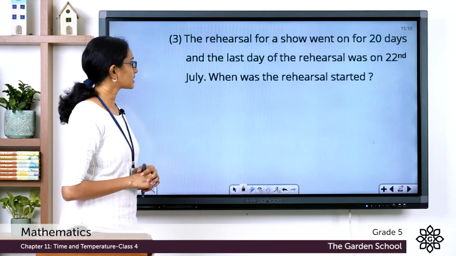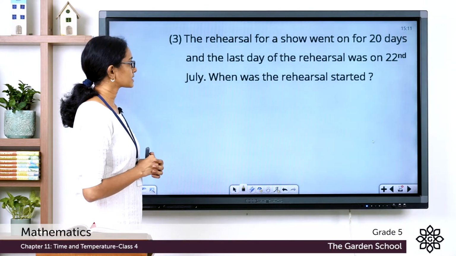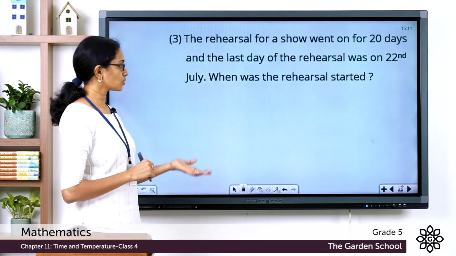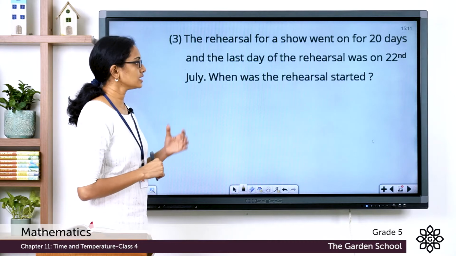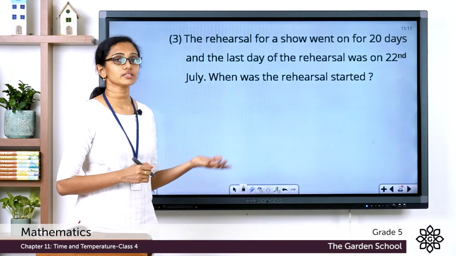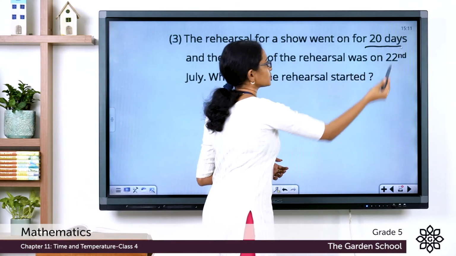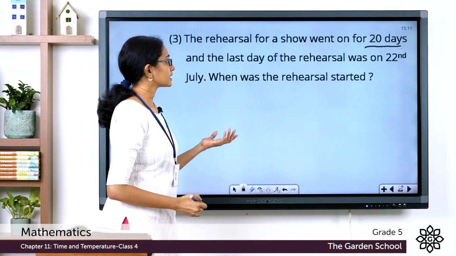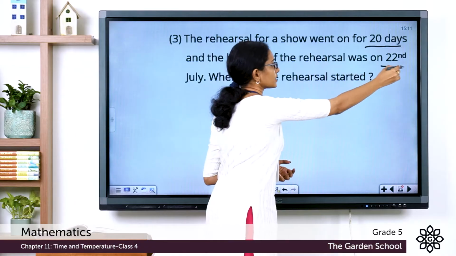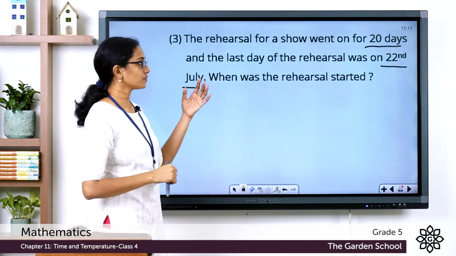Now we'll see one more question. The rehearsal for a show went on for 20 days and the last day of the rehearsal was on 22nd July. When was the rehearsal started? So what is given in the question? The duration of the rehearsal is given, and the rehearsal lasted for how many days? 20 days. And when did the rehearsal end? The rehearsal ended on the 22nd of July. So we are asked to find out the starting day of the rehearsal.